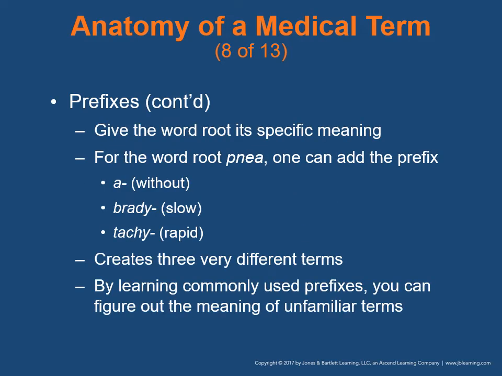All right, so the prefix gives the word root its meaning. So for the word root pnea, you can add the following prefixes. A, which means without, brady, which means slow, or tachy, which means rapid. Okay? This creates three very different terms. By learning the commonly used medical prefixes, you can figure out the meaning of the terms that may not be immediately familiar to you.